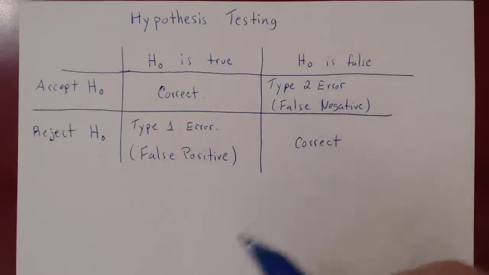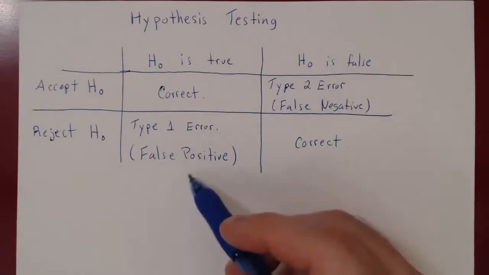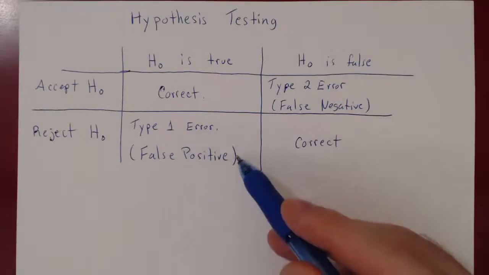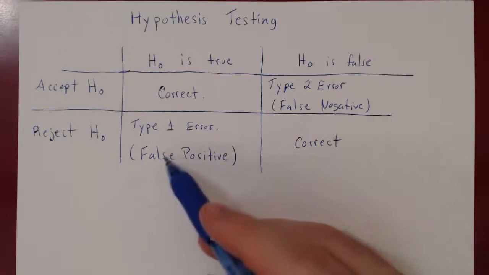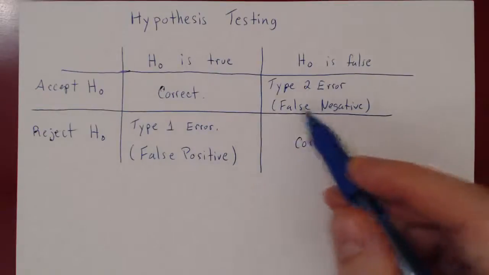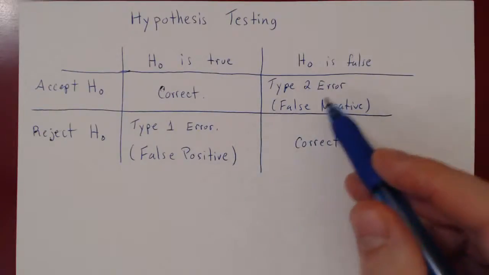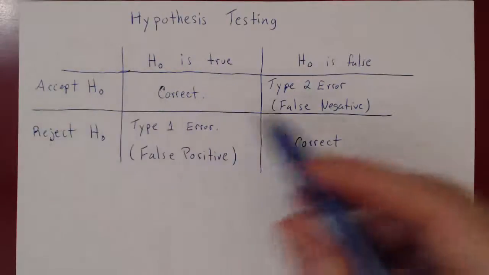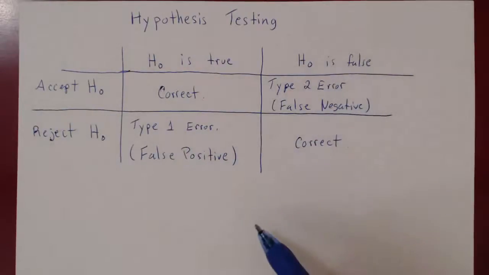So this is more intuitive. So false positive, you were wrong about saying there was a change. So you were wrong about rejecting H naught when H naught was true. False negative, you were wrong about saying that there was an absence of change. Therefore, you were wrong to accept H naught when H naught was false.